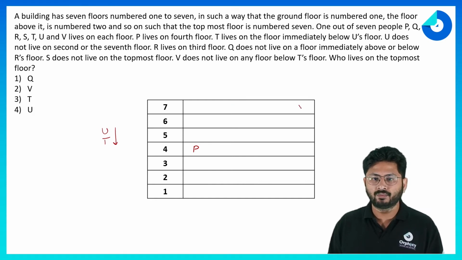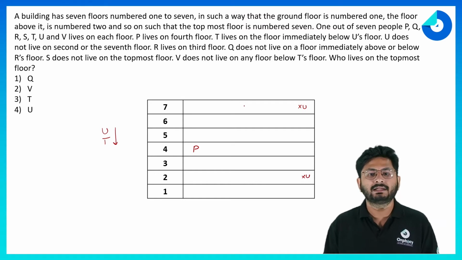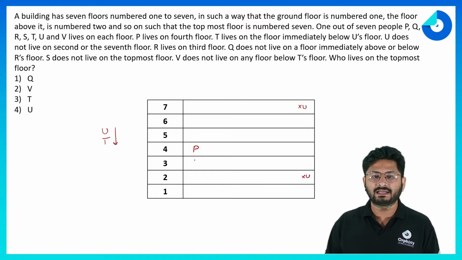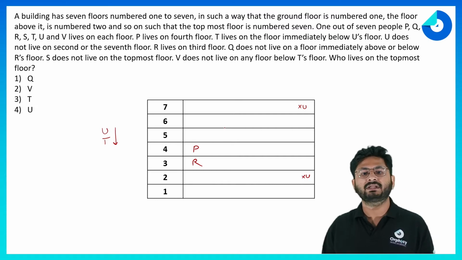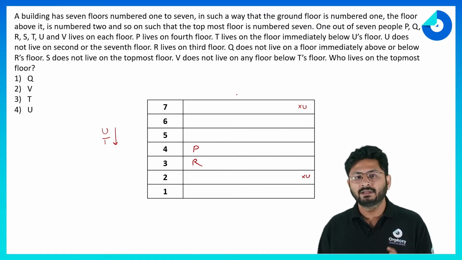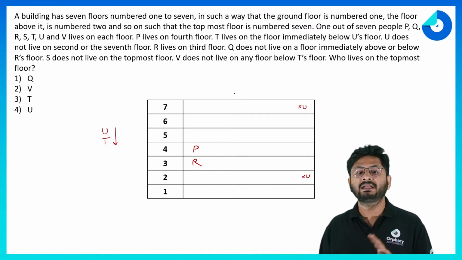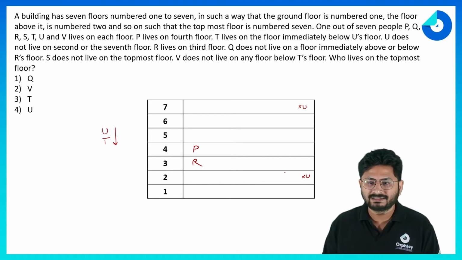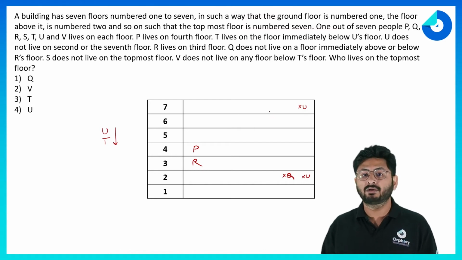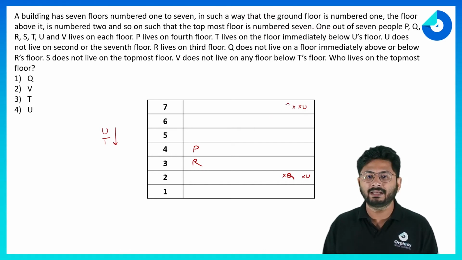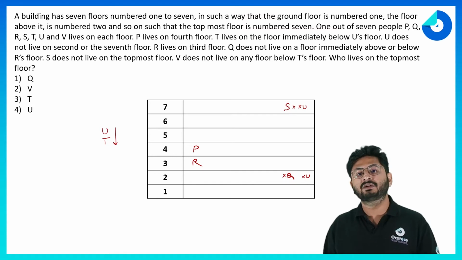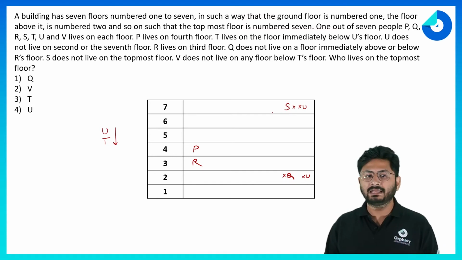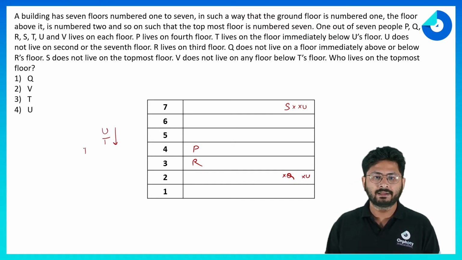U does not live here, nor here. Then R lives on the third floor, clearly mentioned again, R on the third floor. Then Q does not live on a floor immediately above or below R, so Q cannot come here. Then S does not live on the topmost floor, so S cannot come here. Then V does not live on any floor below T, so V cannot come below T.